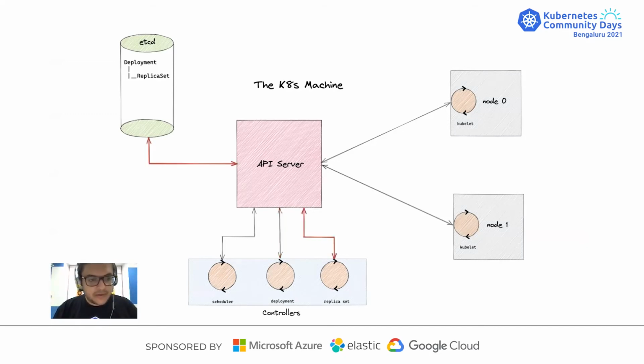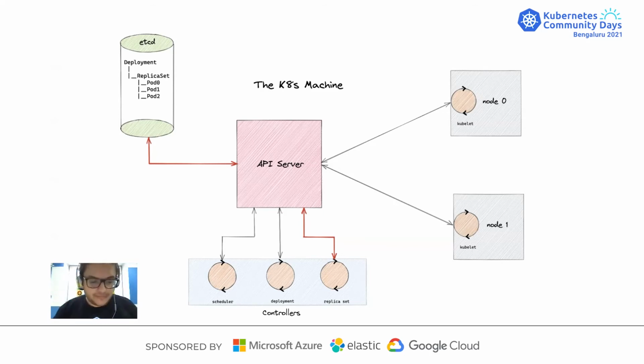Now the replica set controller sees that a replica set object has been created, but my desired state is 3. My current state is 0 pods because no pods are created. So it will go ahead and create 3 pods. Once these 3 pods are created, its job is done. And if you notice, the deployment controller does not touch pods at all. Its job is to create the replica set object, which it does, and then the replica set controller goes ahead and does its thing.